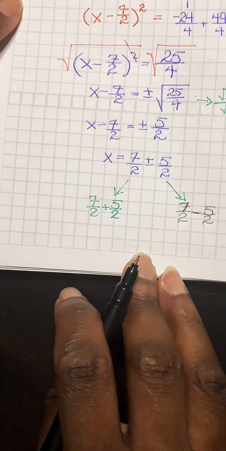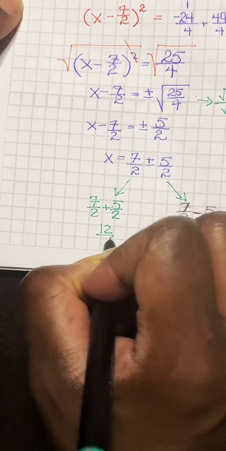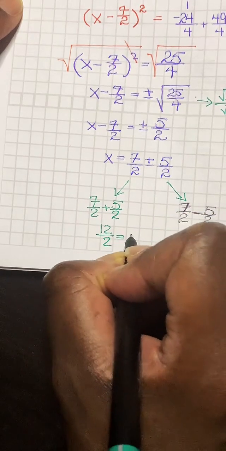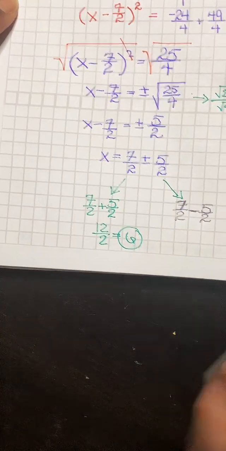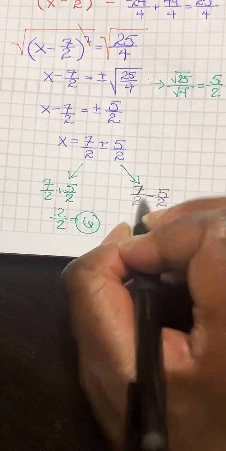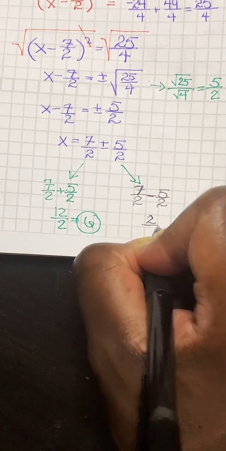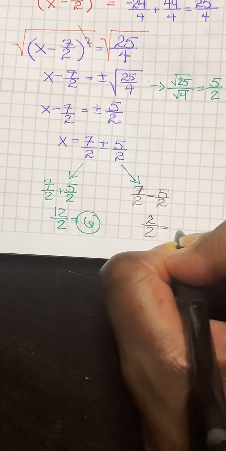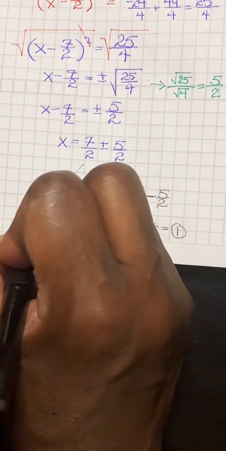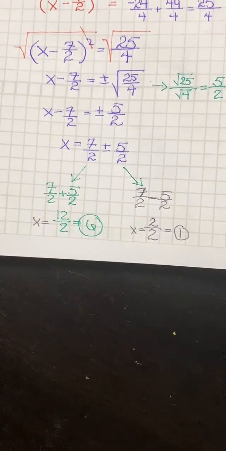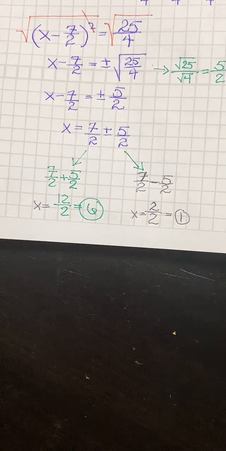So we got our answers here because 7 plus 5, that gives me my 12 over 2. And 12 over 2 will give me 6. Then over here, 7 minus 5, that gives me a 2. And 2 divided by 2, that gives me 1. So our x-intercepts, our roots, are going to be at positive 6 and at positive 1.